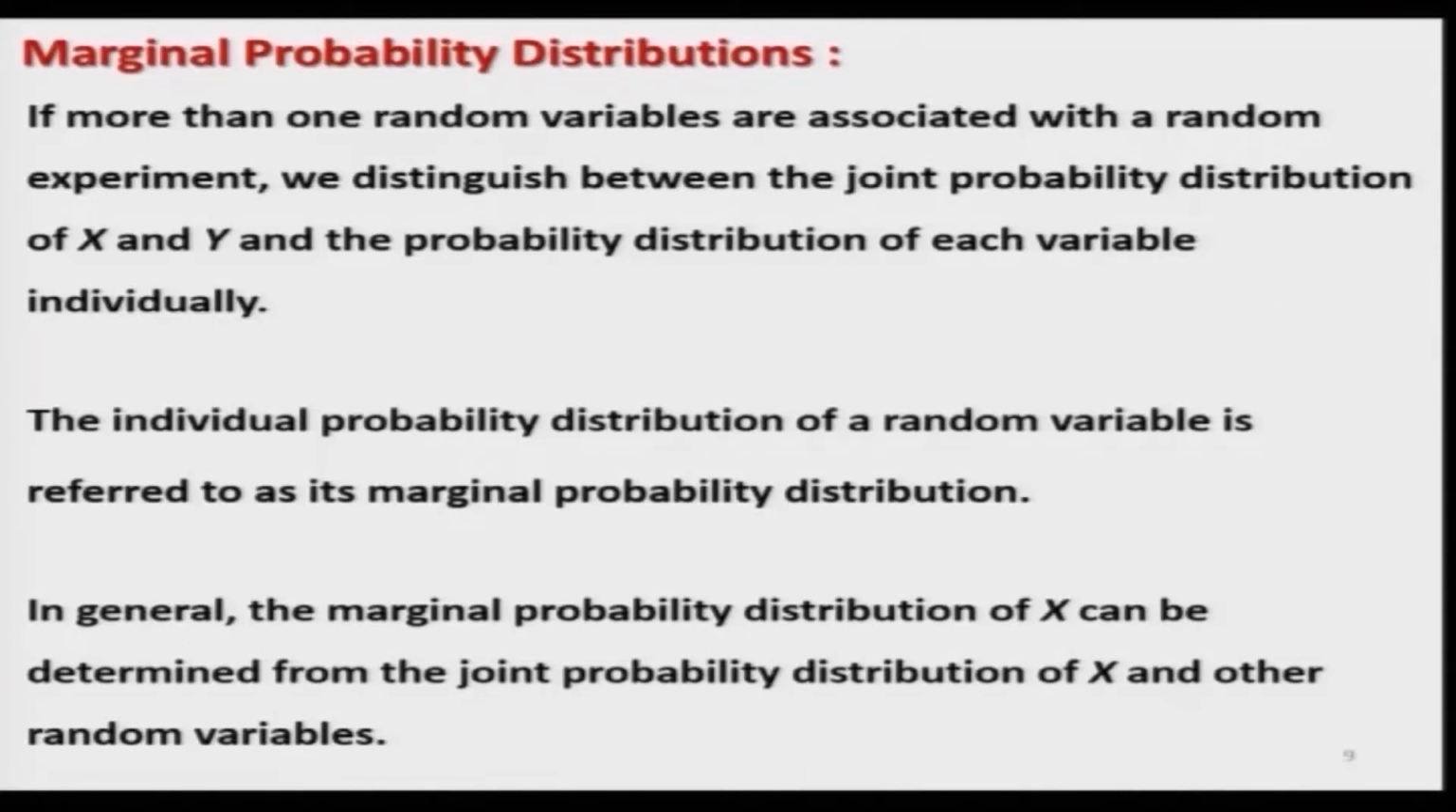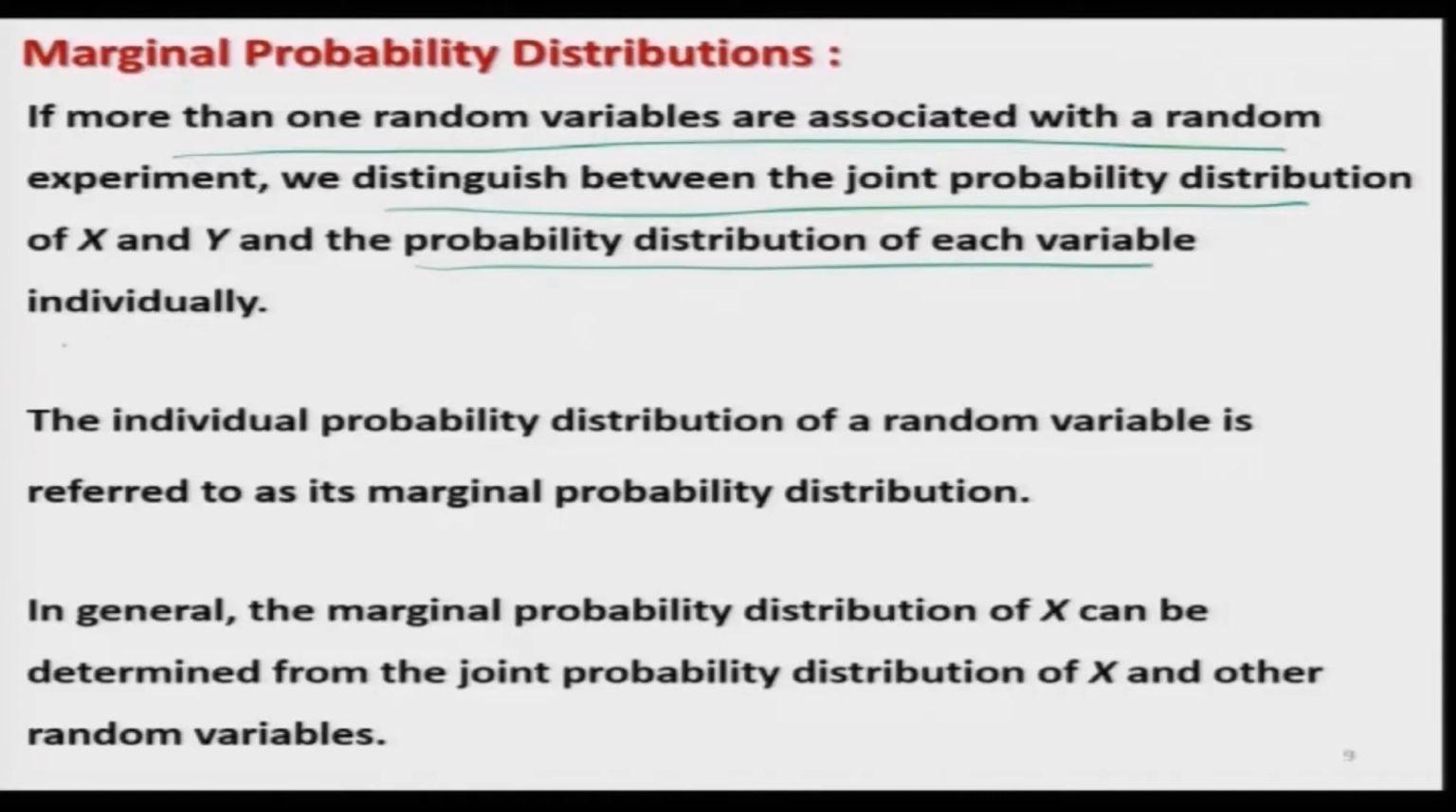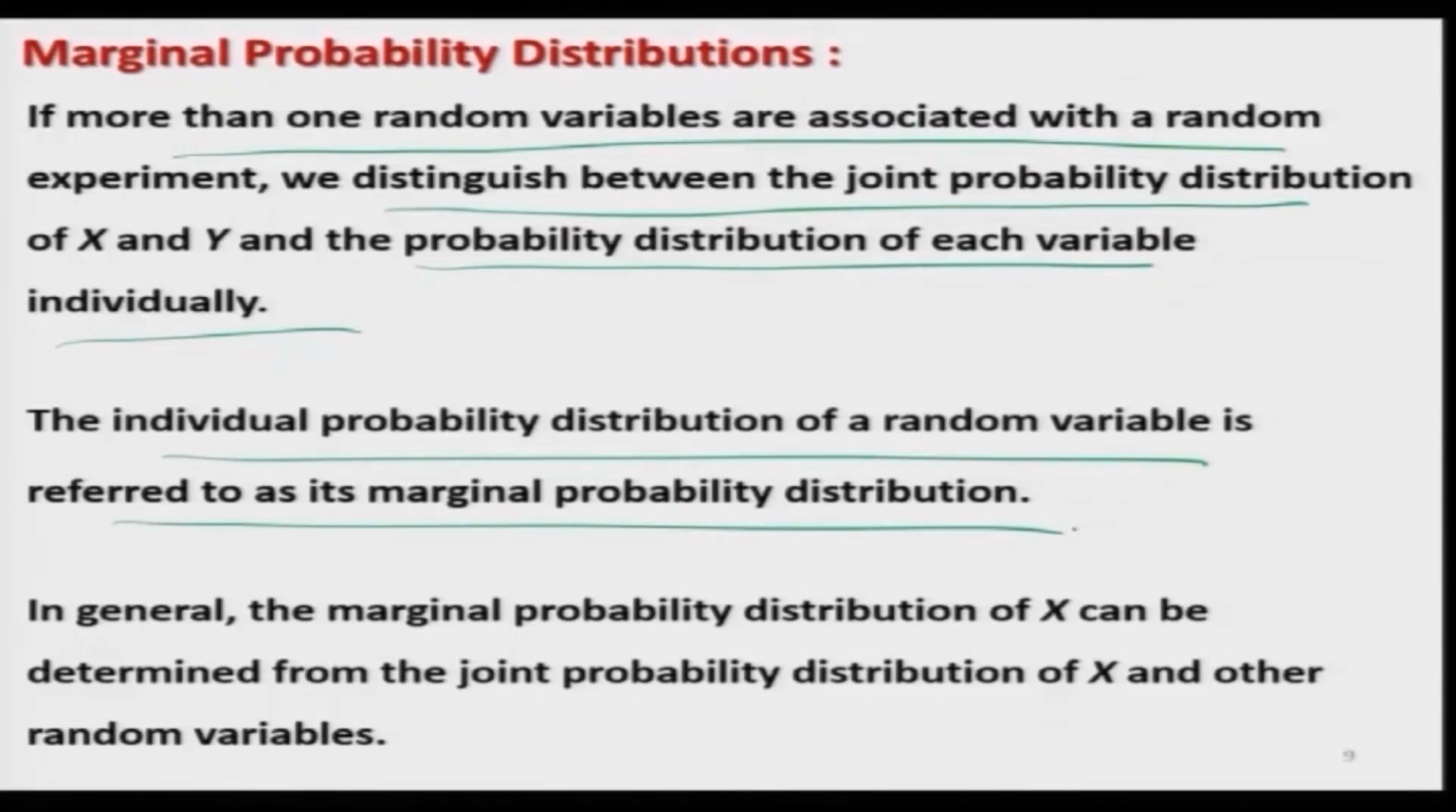So, now about the marginal probability distribution. We have already understood that if more than one random variable is associated with the random experiment, we distinguish between the joint PDF and the PDF of each variable individually. This individual probability distribution of a random variable is referred to as the marginal probability distribution. The marginal probability distribution function of x can be determined from the joint probability distribution function of x and other variables, in case you are dealing with more than two random variables.